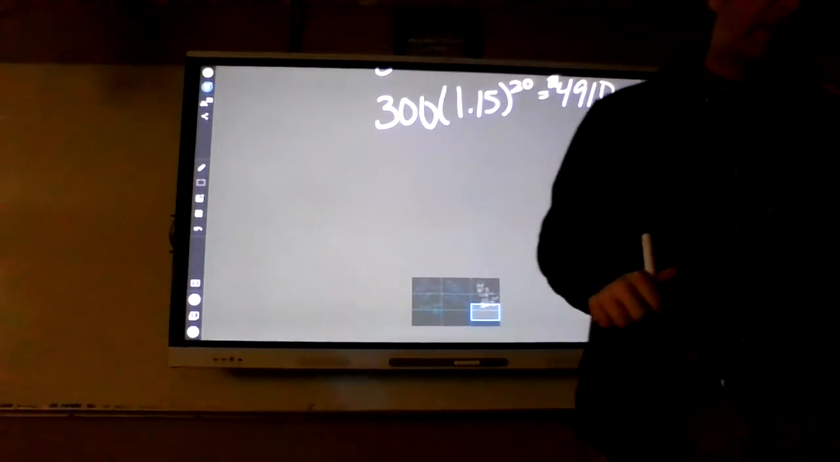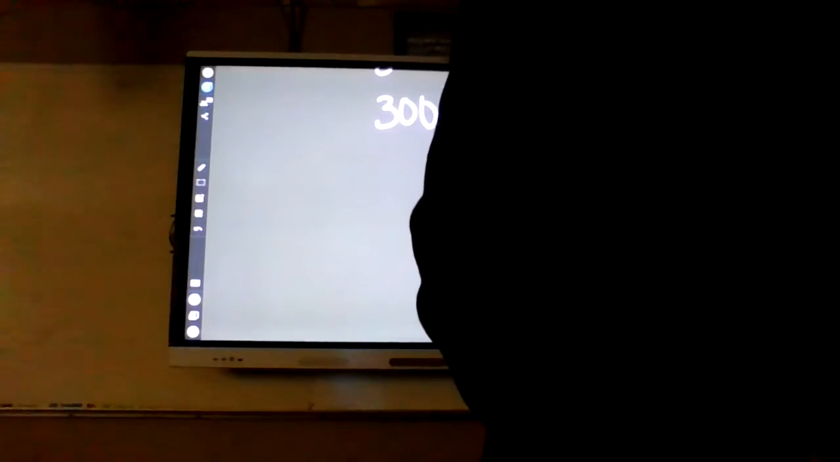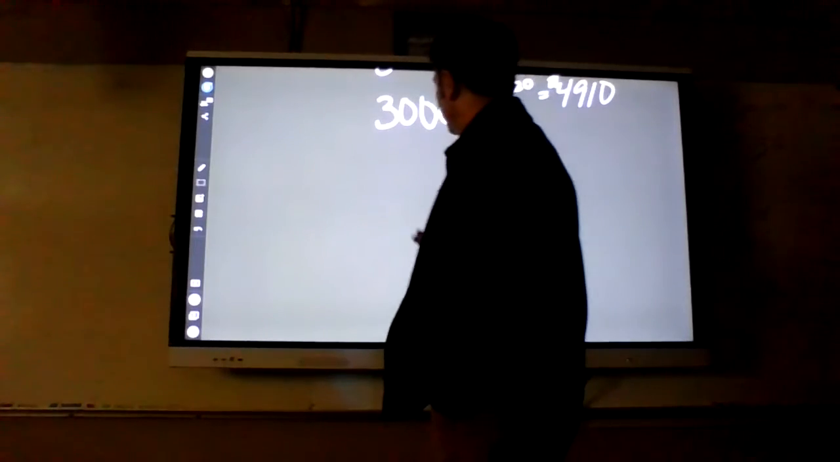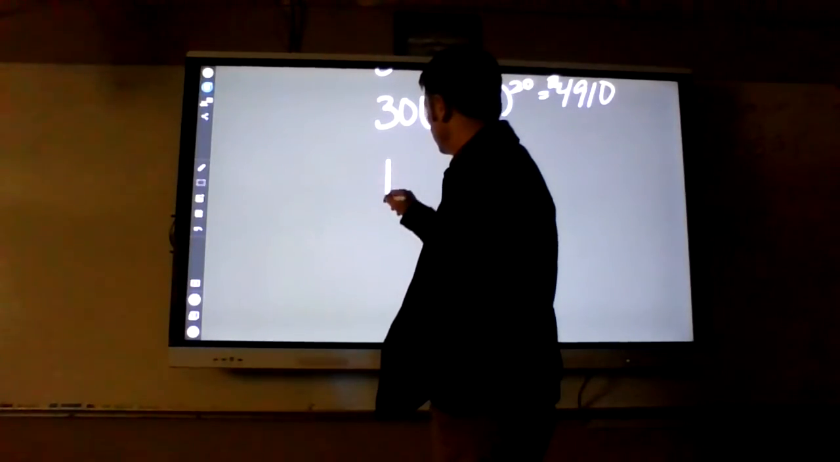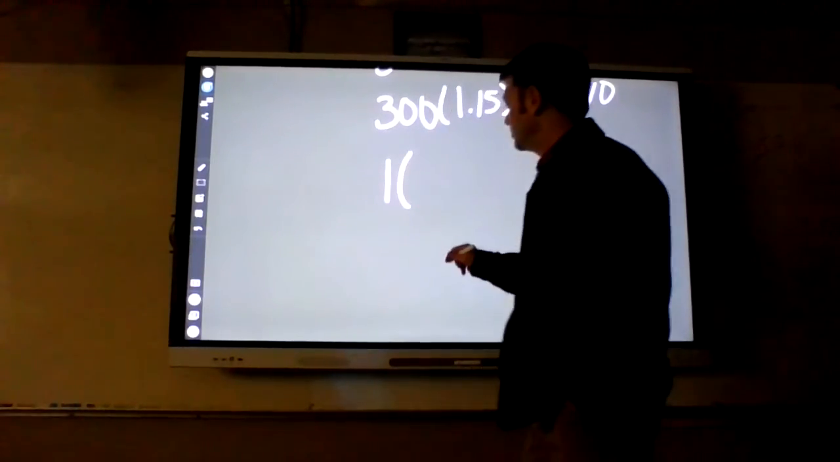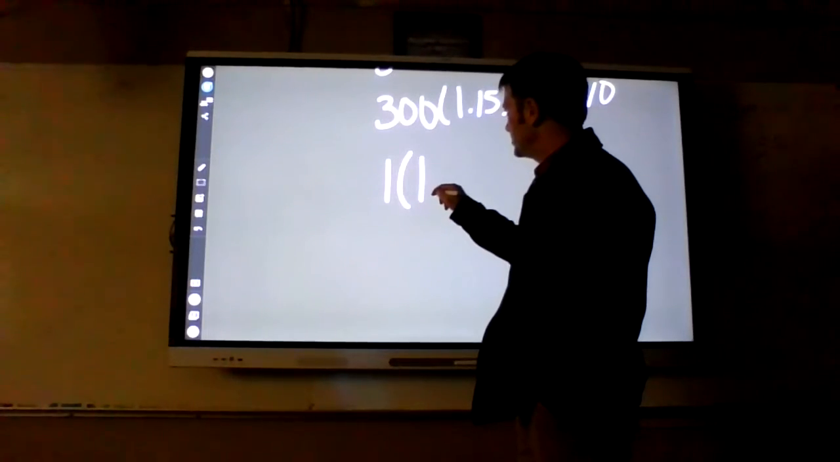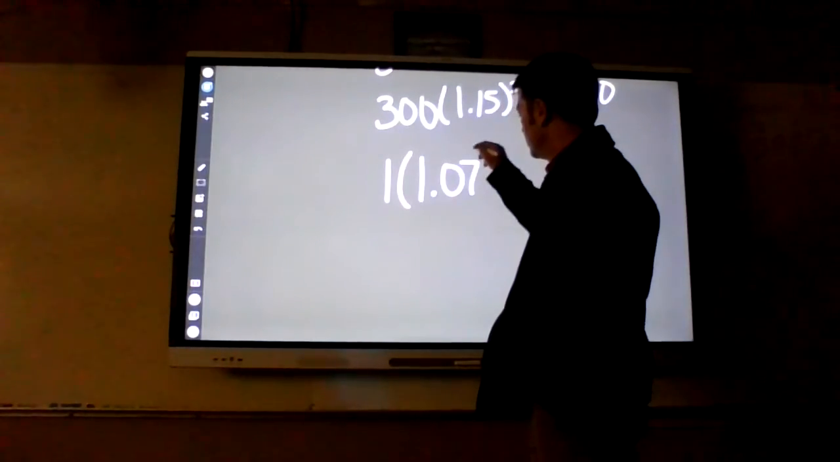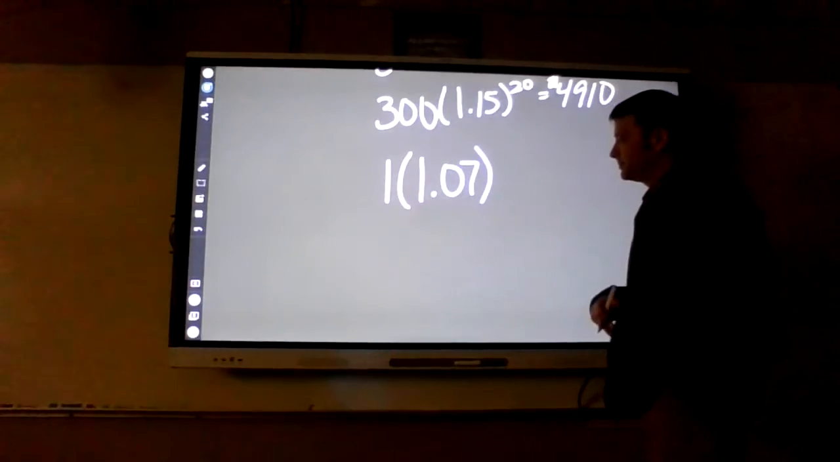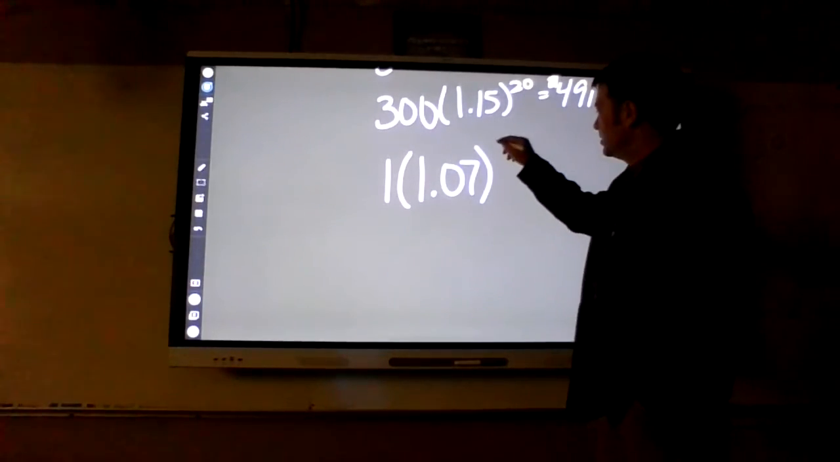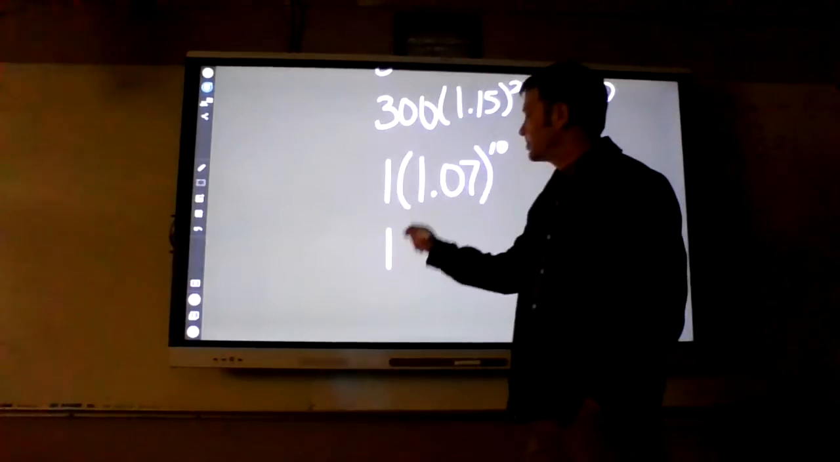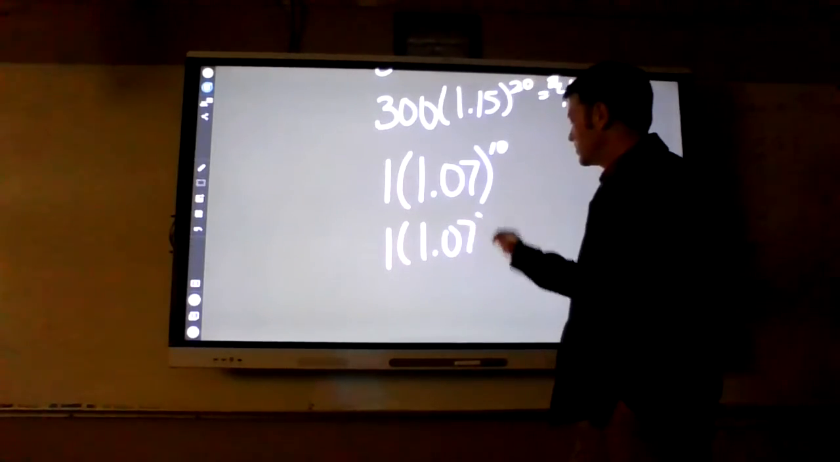Okay, so that was 13. On 15, we're starting out with a $1 jar of mustard, and we want to increase it by 7%. So 1 is the initial amount, increasing by 7%, so 1.07, multiplying, and then we want that for 10 years, and then we want that after 20 years.